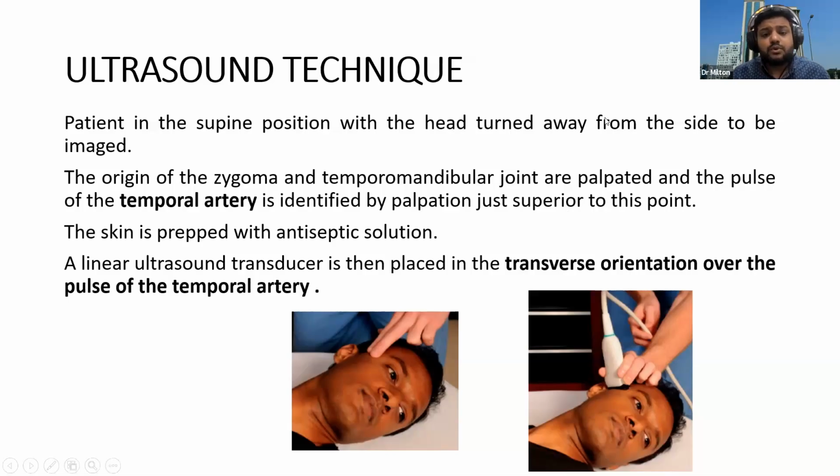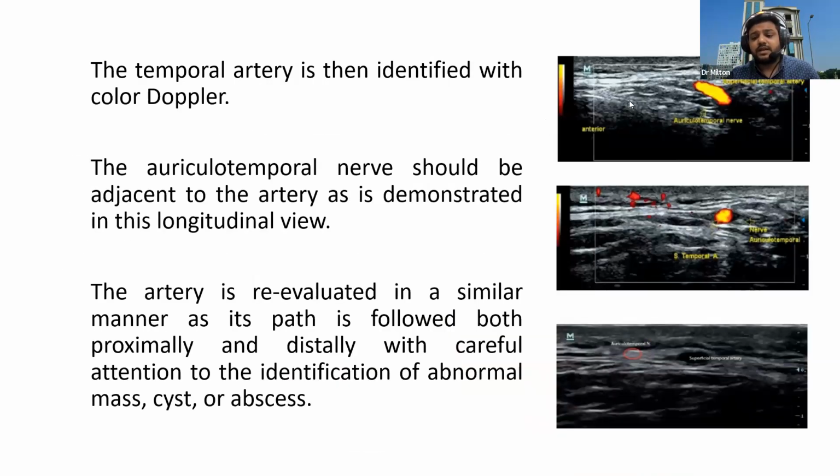Now, the ultrasonography technique. We first identify the zygoma and the temporomandibular joint. Just palpate and put your ultrasonography probe over it. After that, you turn it to the posterior side. You can identify the arterial pulsation, the temporal arterial pulsation. Just posterior to the arterial pulsation, there is the nerve. So we can see this is the nerve, this is the arterial pulsation, and here we can see the auriculotemporal nerve.